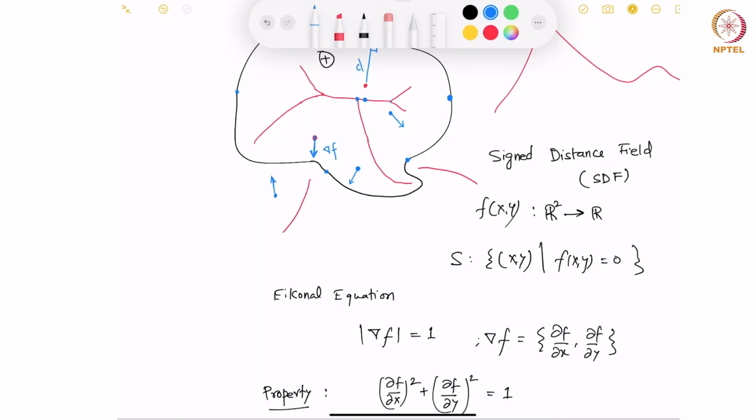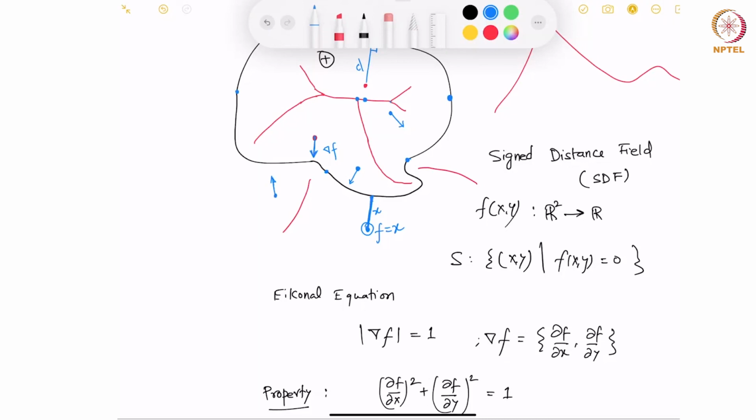And why is the magnitude 1? Because I am computing distances. If it was something other than the distance, it might not be 1. But because I'm computing distances, a unit change away from the boundary will lead to a unit change in the distance value. If I'm x distance away from the boundary, then the value of f is x. So measuring along the normal direction, the magnitude is always 1.